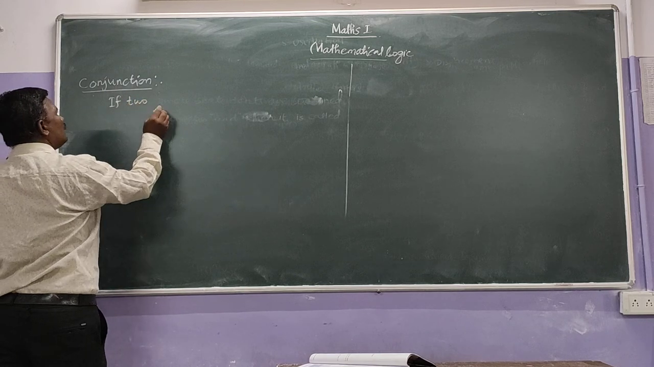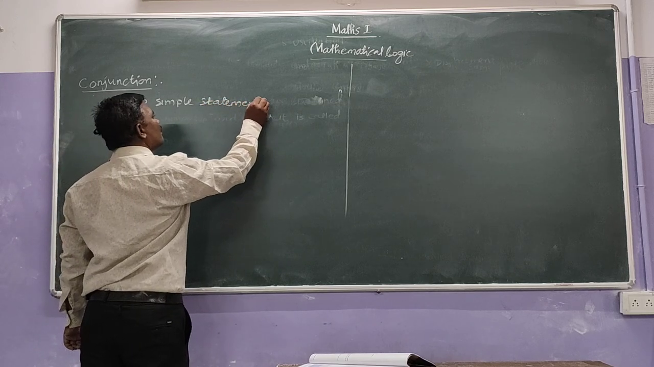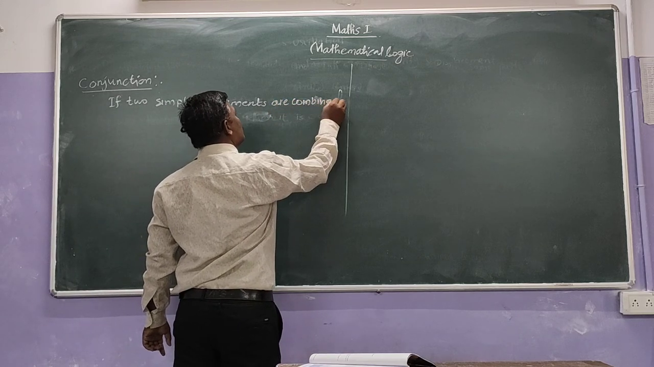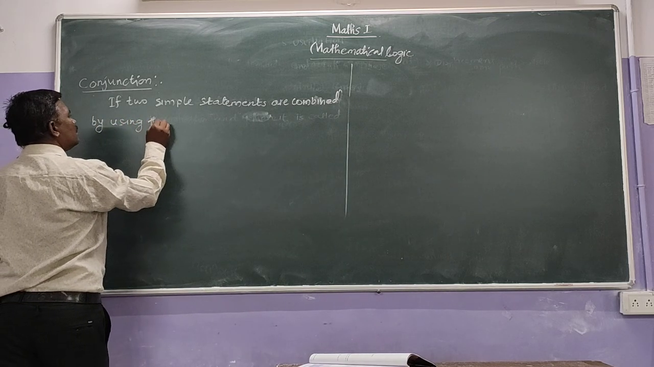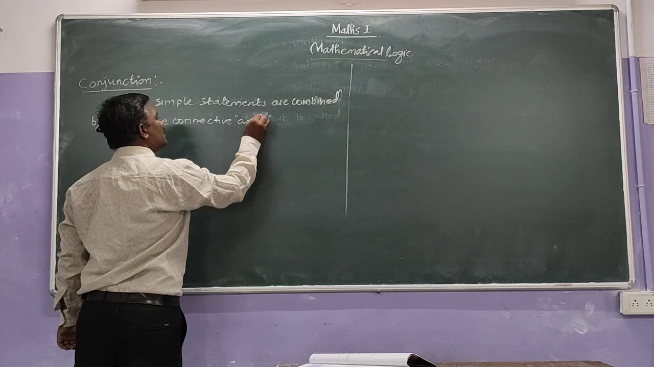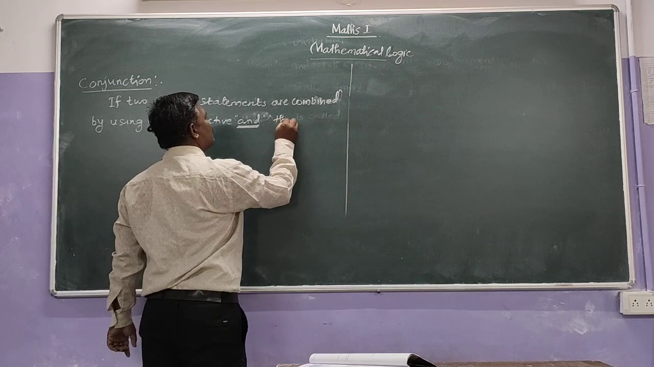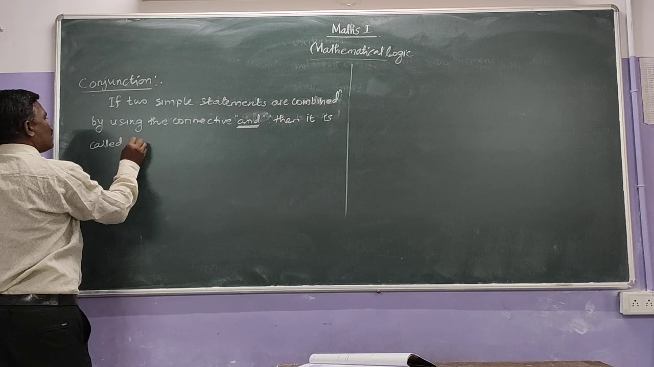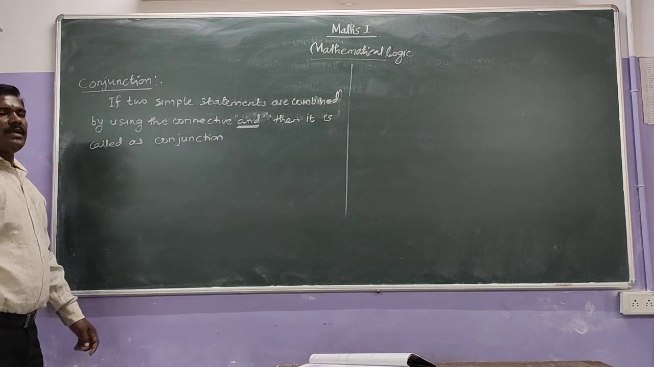if two simple statements are combined by using the connective and, then it is called as conjunction.